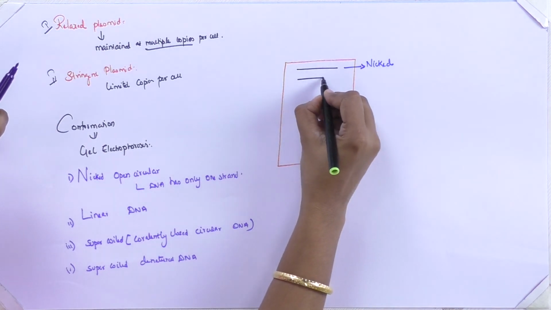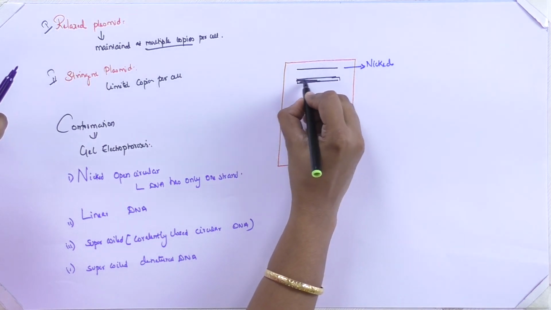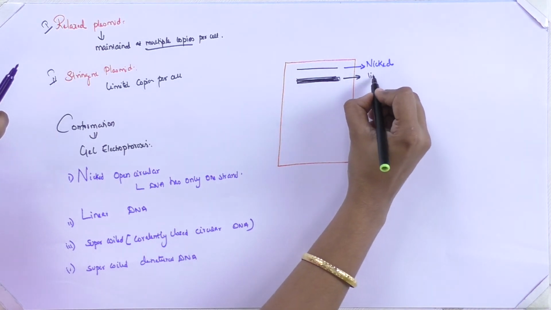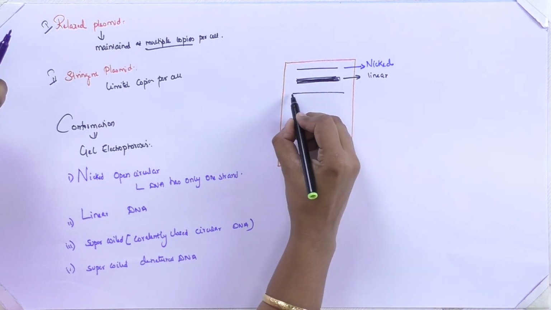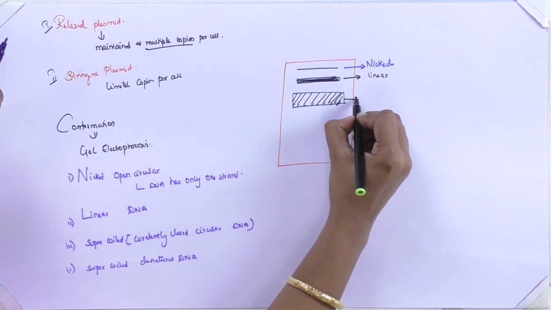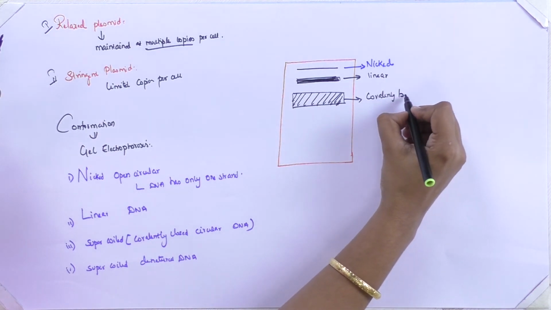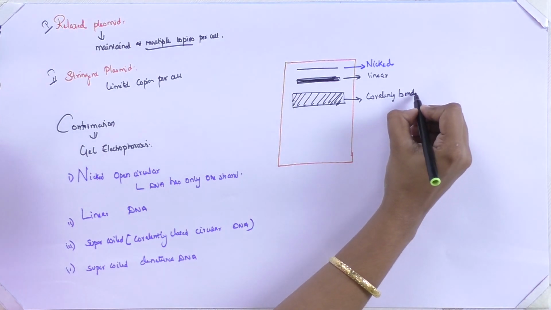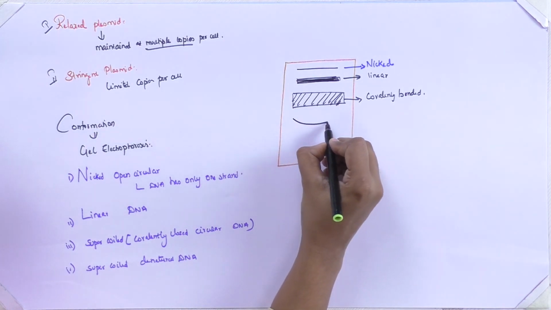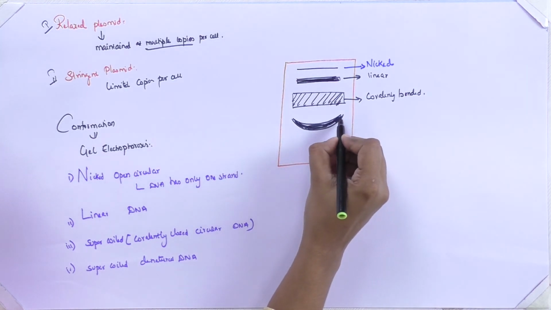Then if you take a little thicker one, this is called linear. Under the thick band, we can call it covalently closed. Next you can have supercoiled. Supercoiled will look like this. There will be a bend here.